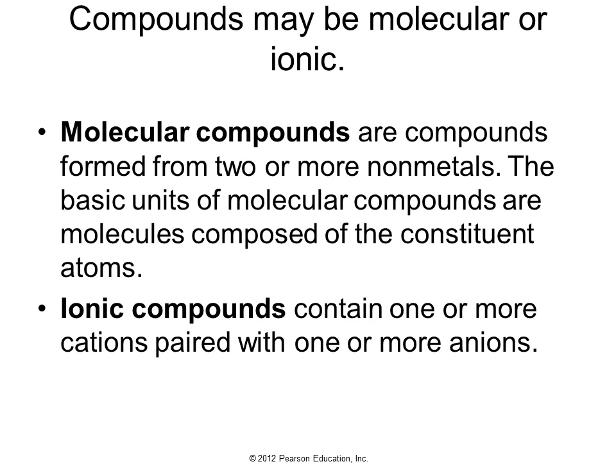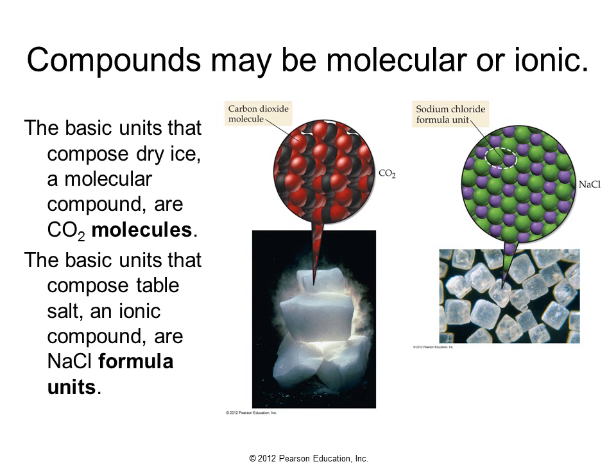Molecular compounds are formed from two or more nonmetals. Ionic compounds always contain one or more cations, metallic, and one or more anions, which are nonmetals. Compounds may be molecular or ionic. Again, we showed the example of dry ice. It's a compound made up of molecules. The sodium chloride is an ionic compound, which is arranged in a crystal lattice.